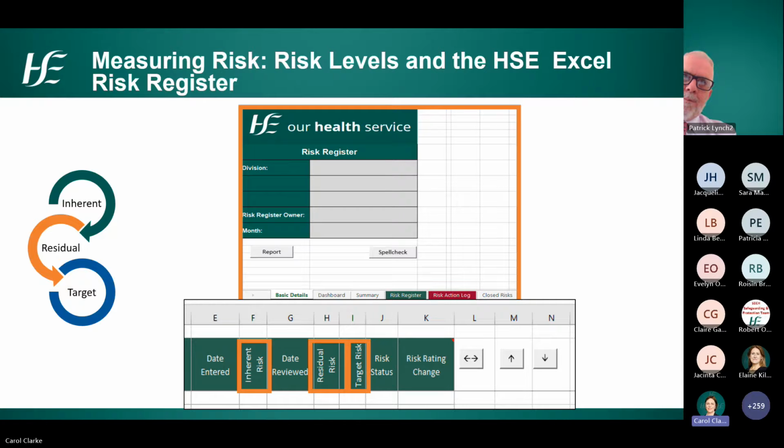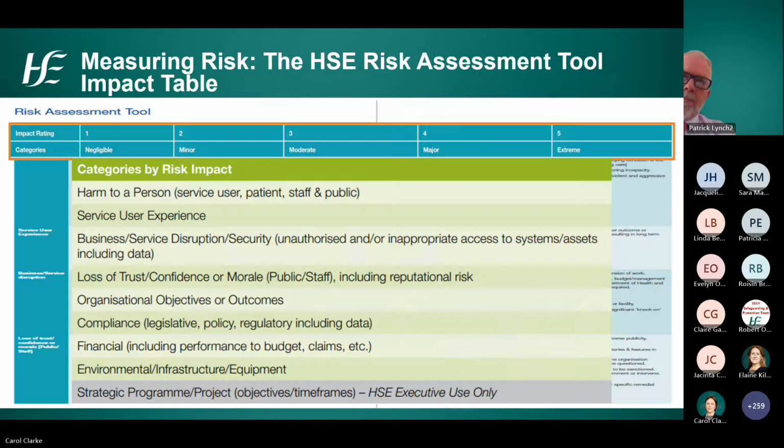So the Excel Risk Register has also been updated to include the 3 levels of inherent, residual and target as shown here. So to assist with the rating of the risks, the HSE has in place the HSE Risk Assessment Tool. Again, this is available in the policy and online. The impact table shown here lists 9 categories of risk. Each category has risk impact descriptors ranging from 1, which is negligible, to 5, which is extreme.